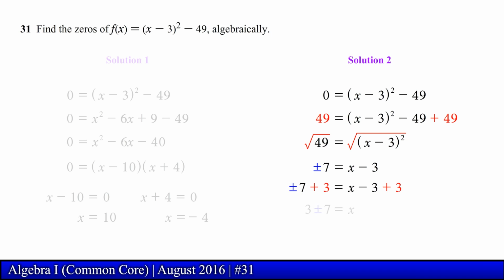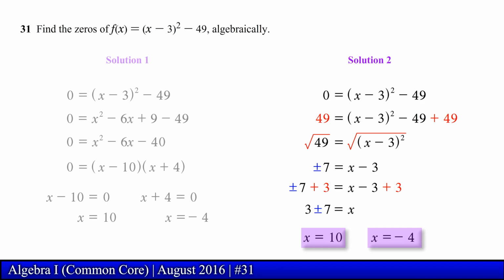In the end, we have that x is equal to 3 plus or minus 7, which simplifies to two answers. In this case, x equals 10 and x equals -4. Either method will work when finding the zeros of this particular quadratic function. So this is our final answer.